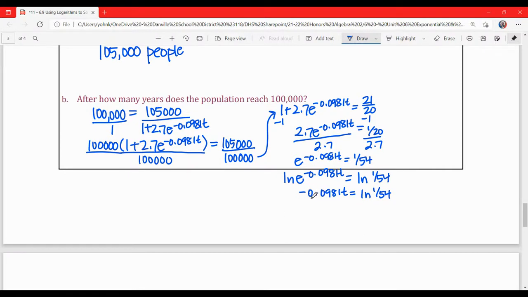I can divide both sides by negative 0.0981, and I get a time of 41 years. So in 41 years, the population will be 100,000.